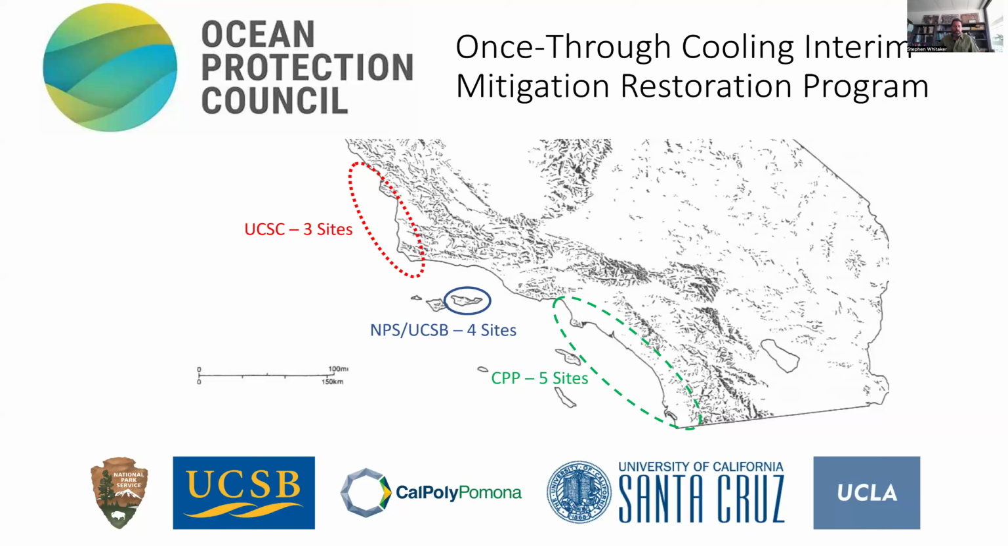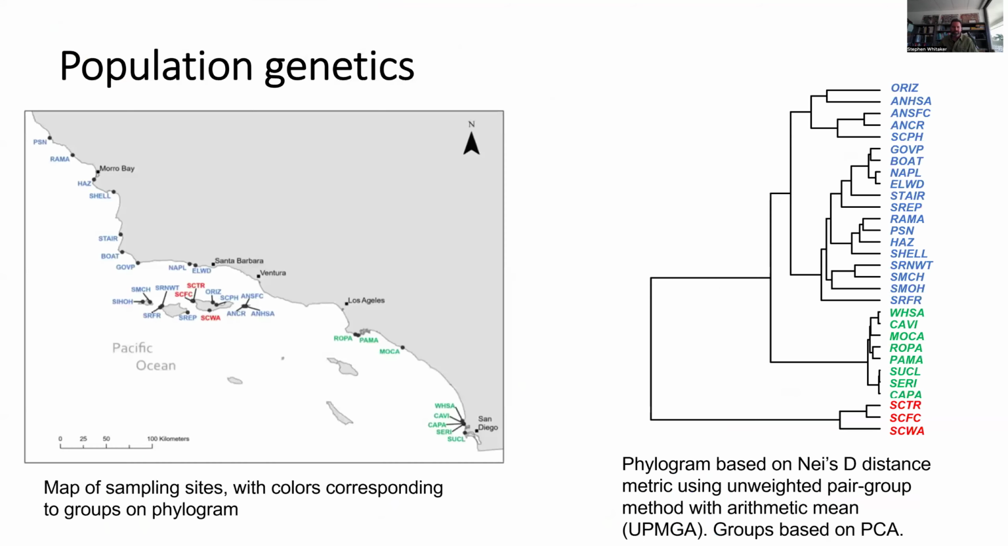For this project, we worked with collaborators from UCLA. We had collaborators from UC Santa Cruz, Cal Poly Pomona, and I was at UC Santa Barbara. We had other people at UC Santa Barbara who helped out on the project, and the Park Service was also of assistance. So an initial goal of this project was to identify the population genetics of Silvetia at multiple locations along its geographical range. So we tried to cover just about the entire geographical range.